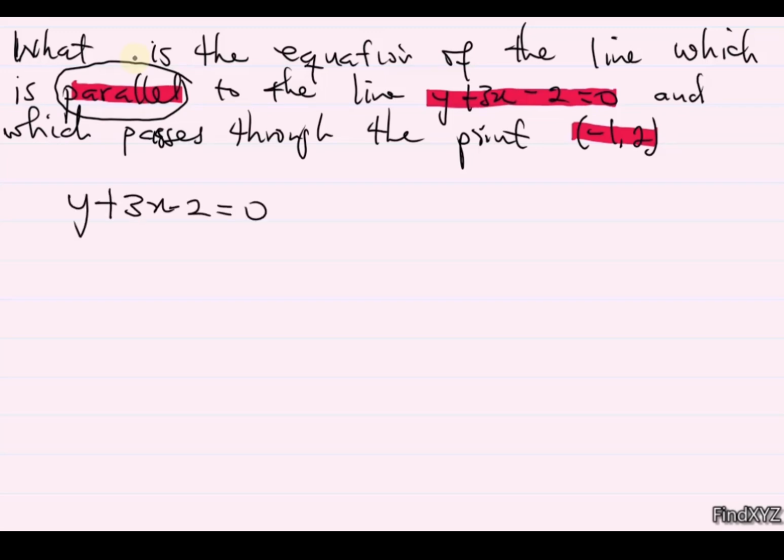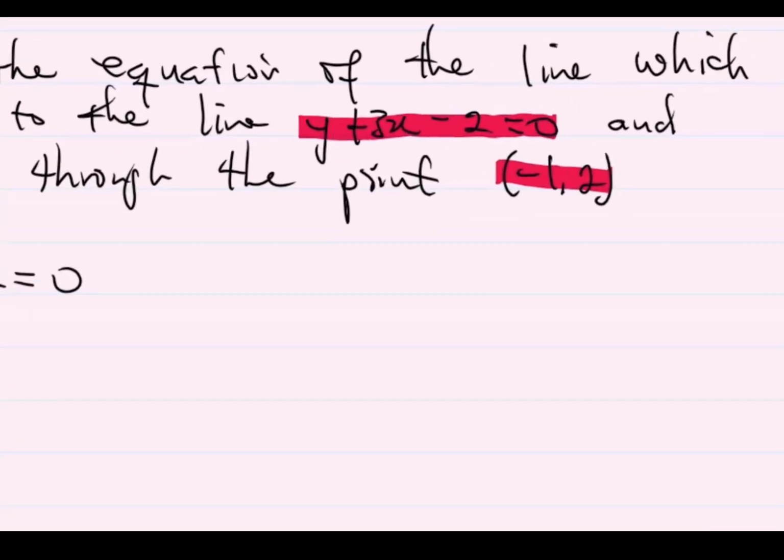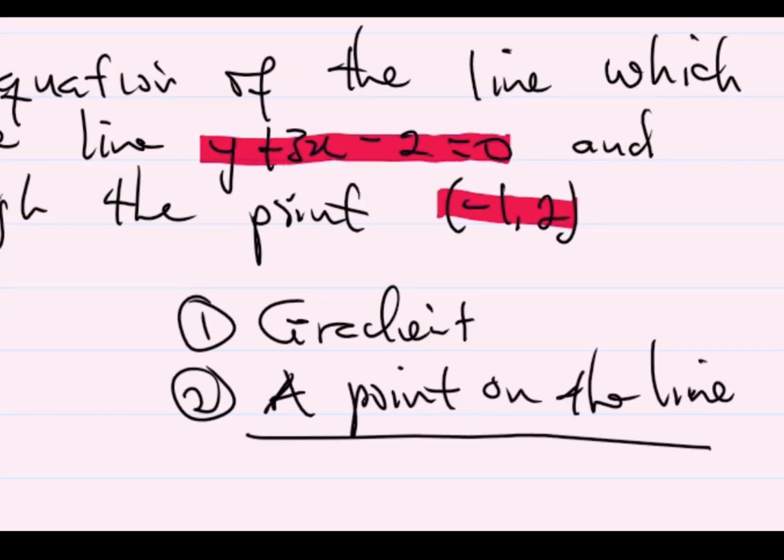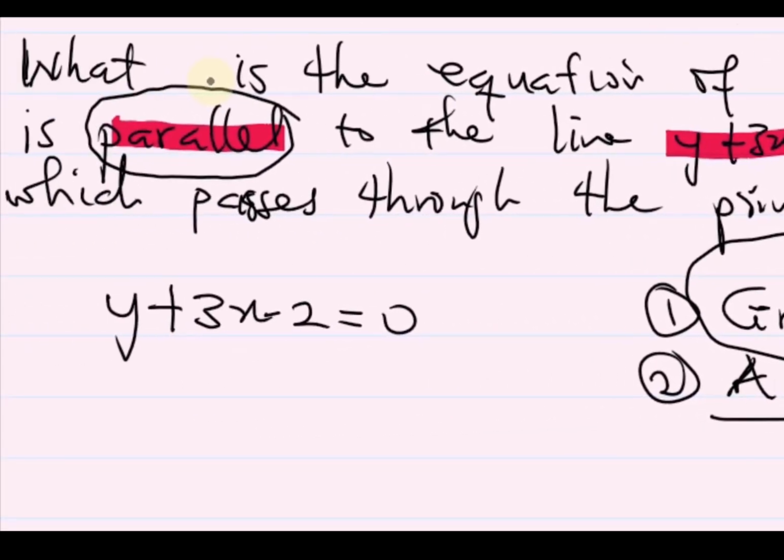So how do we find the gradient? What are the ingredients for finding the equation of a line? The ingredients are 2: the gradient, and a point on the line. We have the point on the line which has been given, but we don't know the gradient. However, we've been told that these two lines are parallel, and we know that when two lines are parallel, it means that they share the same gradient. So we can find the gradient of this line and apply it to our new equation.